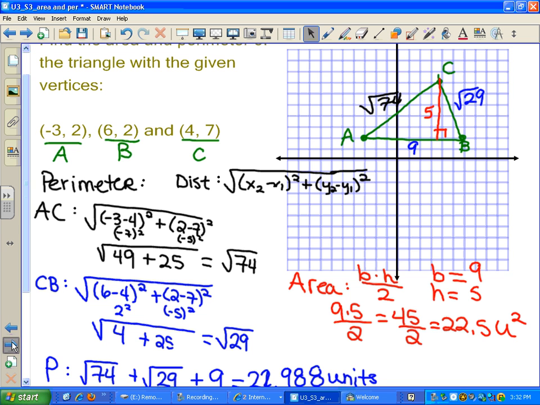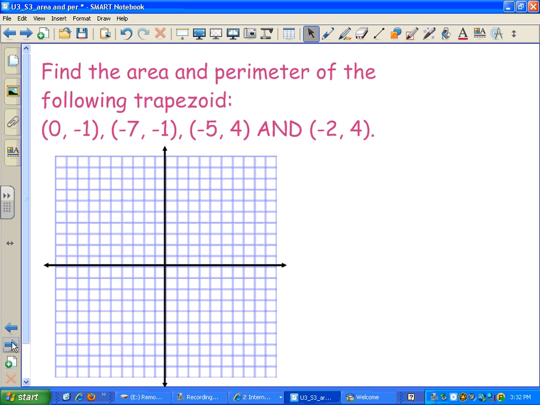Let's take a look at one more example. We want to find the area and the perimeter of the following trapezoid. So let's start by plotting our points here. 0, -1, I'm going to call A. -7, -1, I'm going to call B. -5, 4, I'm going to call that C. And then -2, 4, I'm going to call that D. And here is my trapezoid.